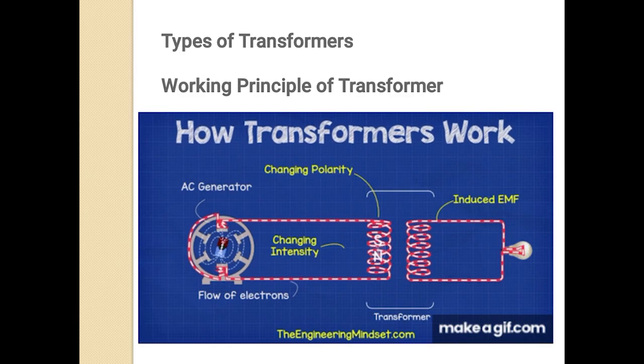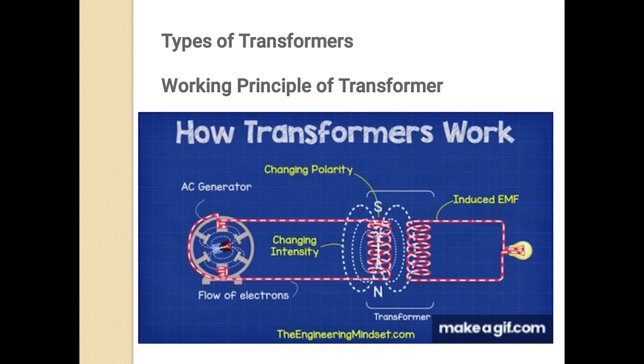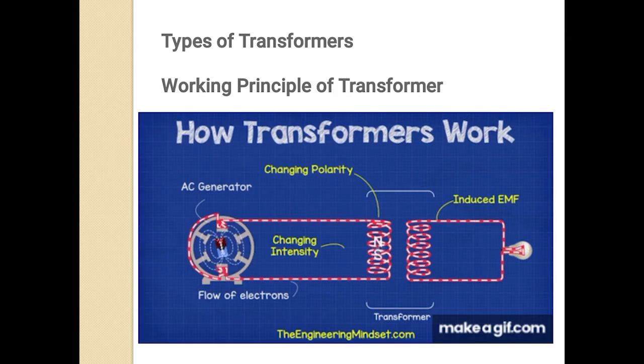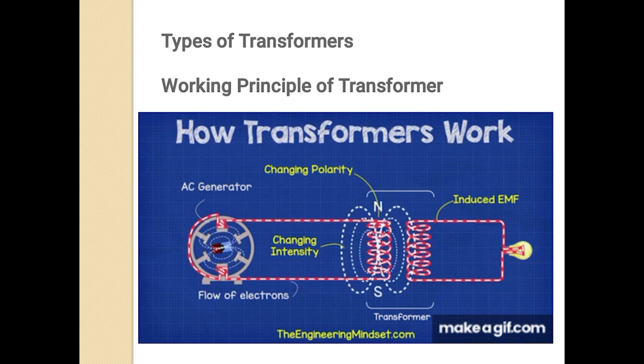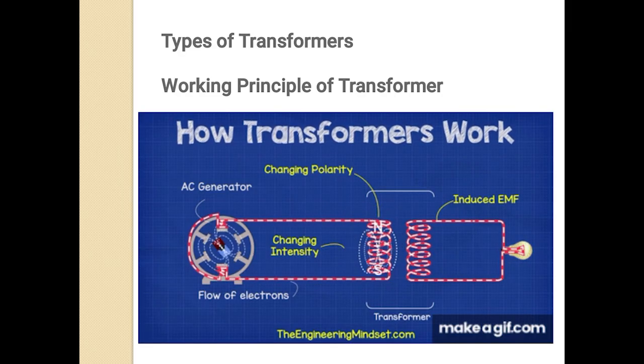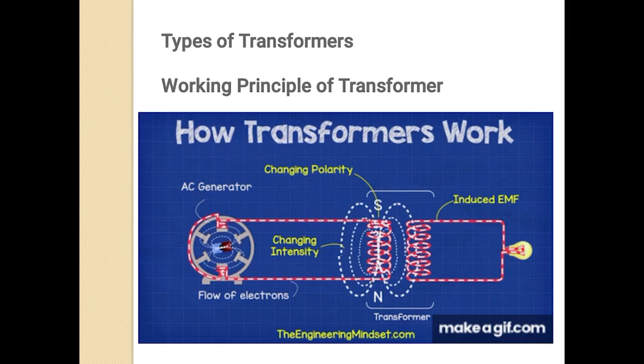Next one is power transformer. The transformers used in substations or generating stations are called power transformers. They have a rating above 200 kVA. Usually substations have a number of transformers working in parallel. During heavy load periods, all the transformers are put in operation, and during light load periods, some transformers may be disconnected. So this is about the different types of transformers.